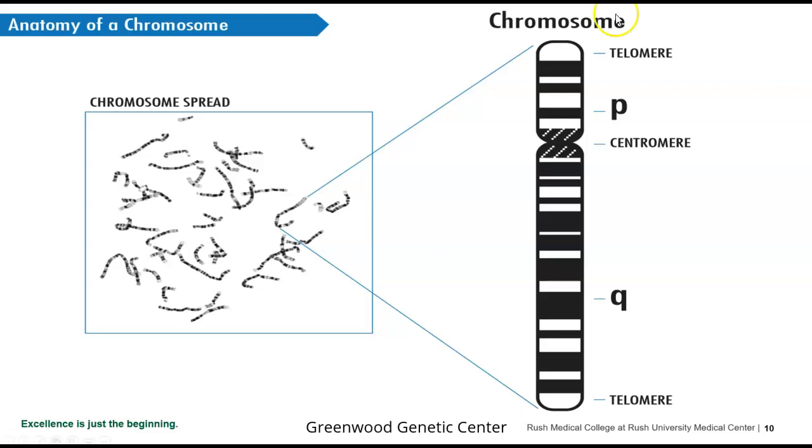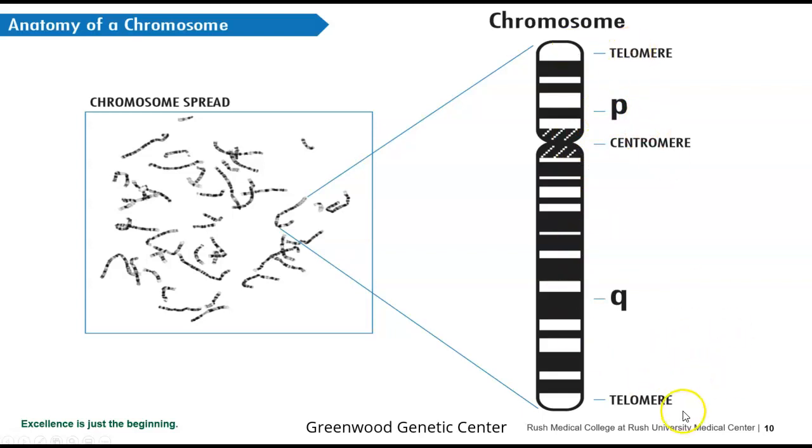So the middle of the chromosome is known as the centromere, and this is where the spindle fibers attach. This is repetitive DNA right here. The short arm is known as the P arm. A lot of the early nomenclature was done in France, and P stands for petite, and Q is the next letter in the alphabet. So the short arm is the P arm, the Q arm is the long arm.